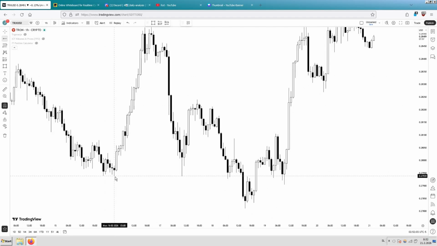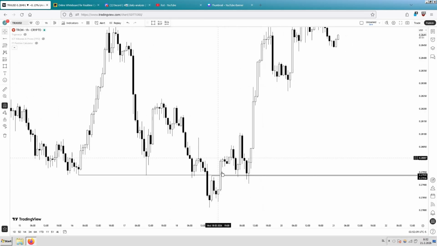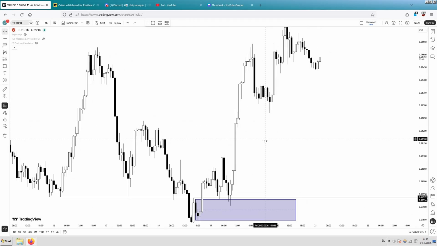Then what do we have here? We have a massive sweep, okay? We have here break of structure to the upside. The last move down before break of structure is an order block. Price touches, continues higher. It's that simple.